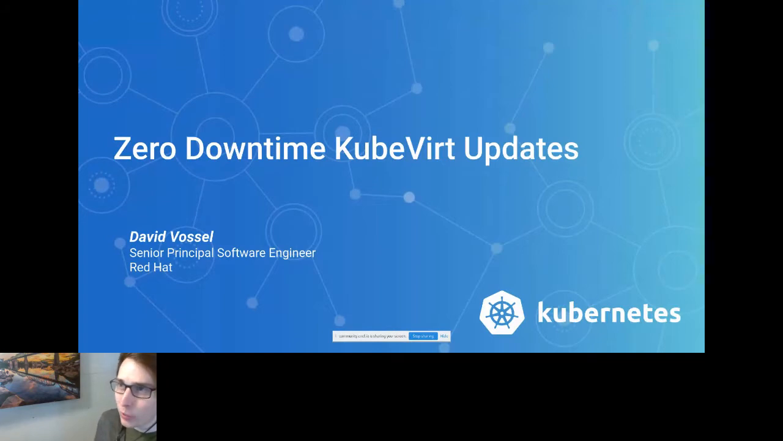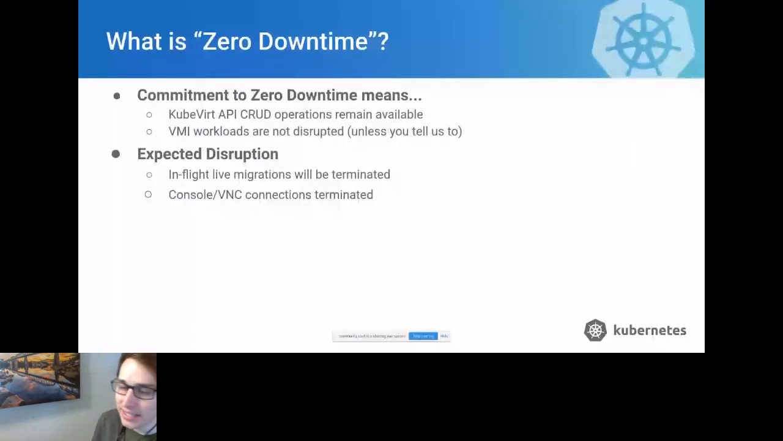Today we have two primary commitments when it comes to zero downtime updates. The first one is that our API is going to remain available throughout the entire update process. What I mean by this is that the CRUD operations performed on KubeVirt objects like virtual machines are going to remain possible during the update.